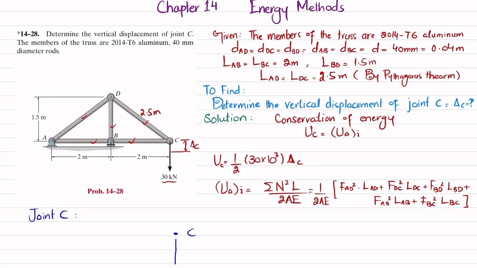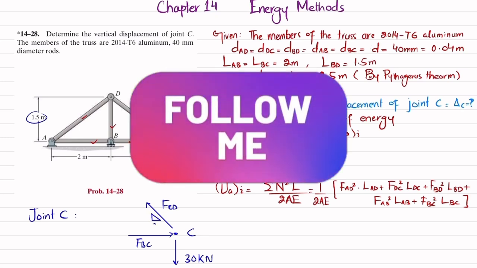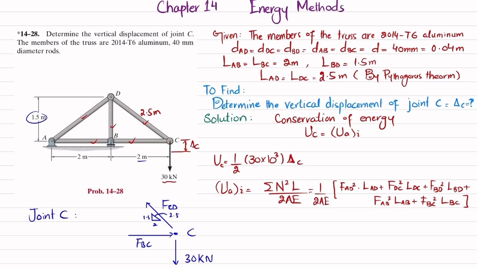So I will draw it. This is point C. This is the 30 kilonewton load. This is FBC, which is in this direction, and this load will exert force in this direction. This is FCD or FDC. Now you can see this is 2 and the vertical height is 1.5. If I draw a right angle triangle over here, this is 2, this is 1.5. By using the Pythagoras theorem, this will be 2.5 meter.